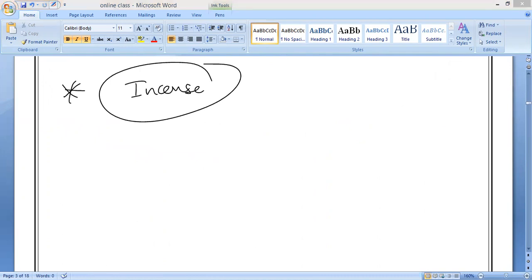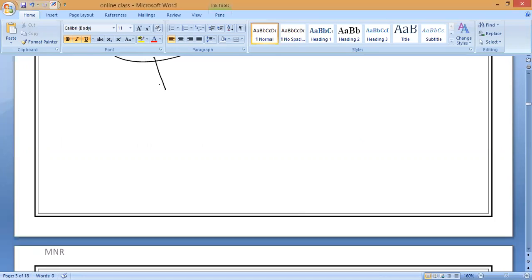Next, see, agarbatti. You might be using jasmine agarbatti. Some people will use another agarbatti. Different varieties of agarbattis you have, with different smell, also flavor. That is what we can say fragrance. Do you remember, guys? Incense sticks, we can say fragrance. Right? Yes, sir. Pleasant fragrance, we can say.